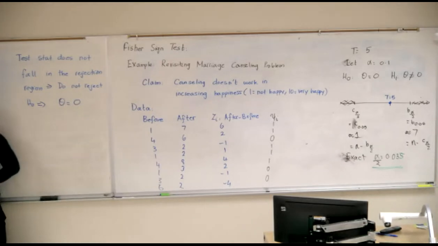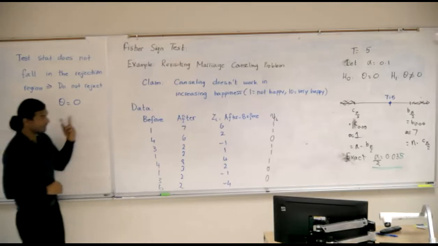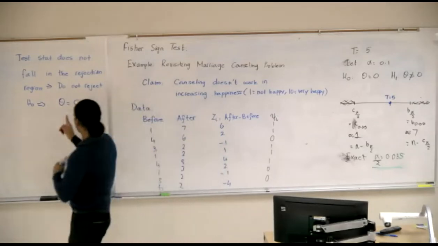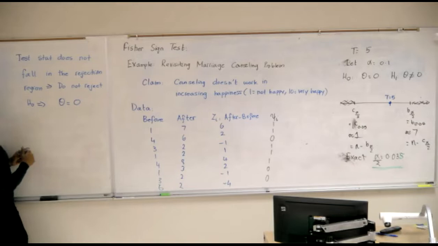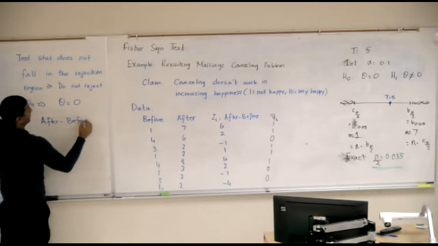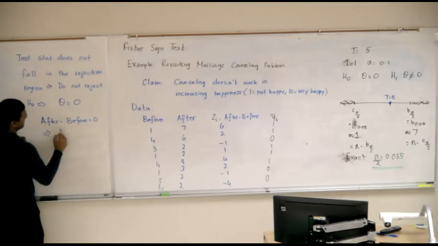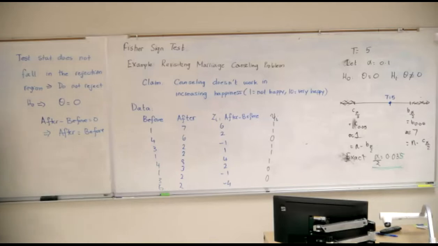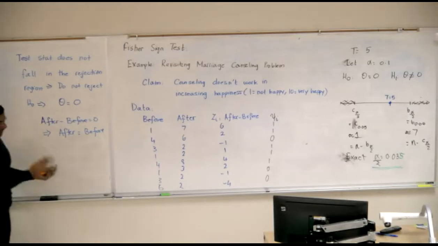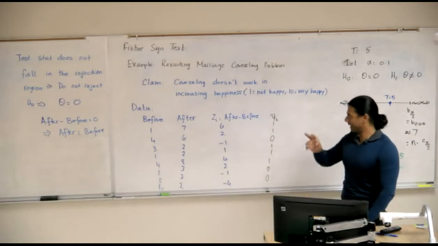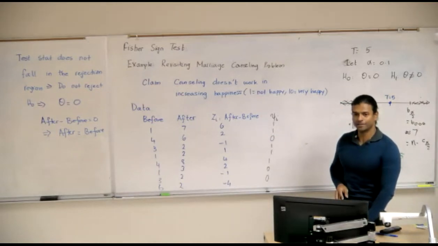Theta corresponds to the differences. How did we define our difference? We defined our difference at the beginning of the problem as after minus before. So theta describes after minus before. If after minus before is equal to 0, it would imply after is equal to before. Agree? So the happiness after counseling is the same as the happiness before counseling. It simply implies that counseling does not work.